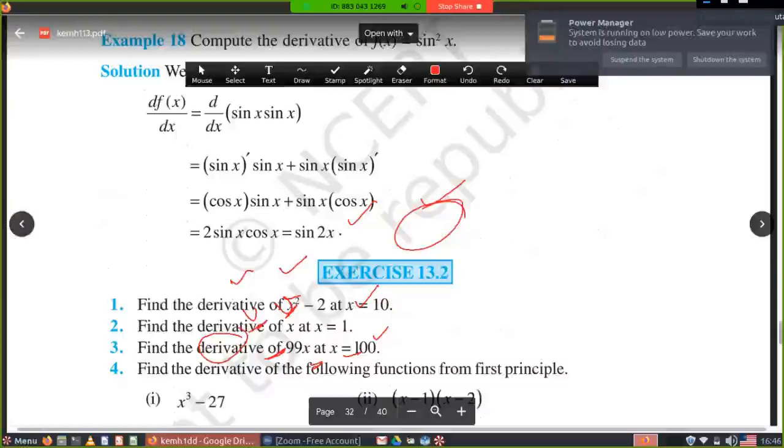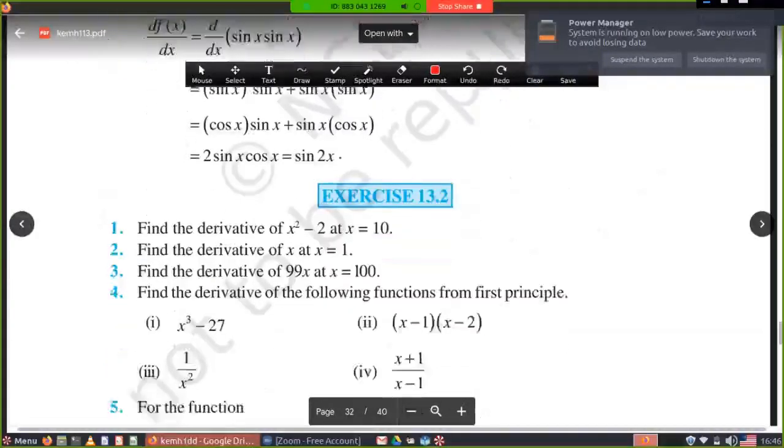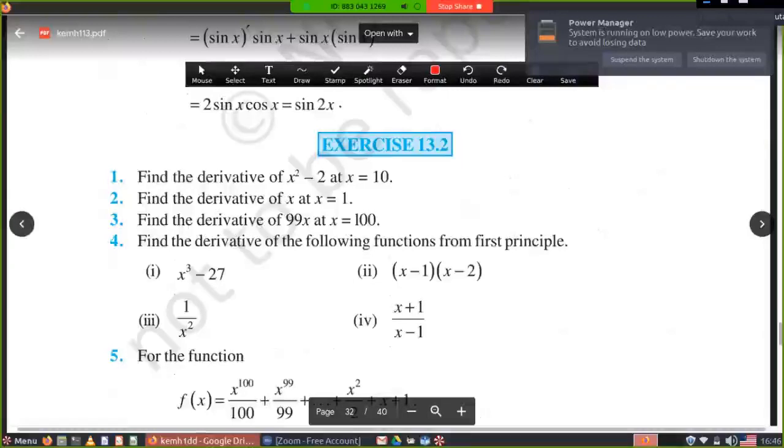Now this is exercise 13.2. For this, I have told you how to do the questions, how to calculate the derivative of the function. Now you have to try the questions of exercise 13.2. All these questions you have to try by using the definition method, or somewhere the direct method you can apply, to solve the derivative of the function.